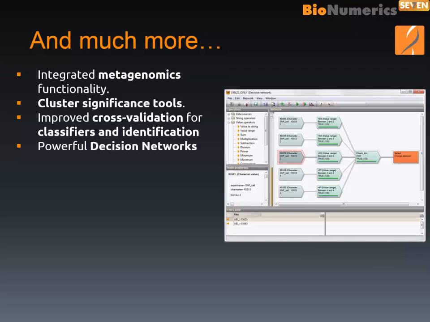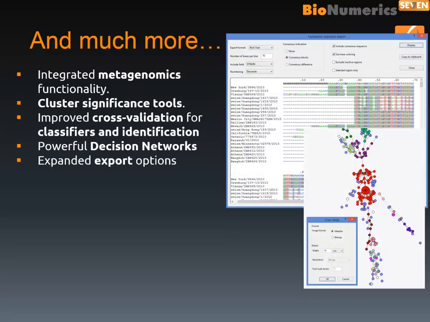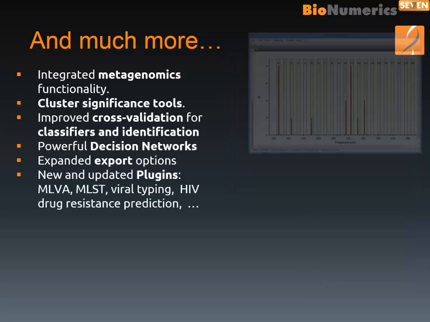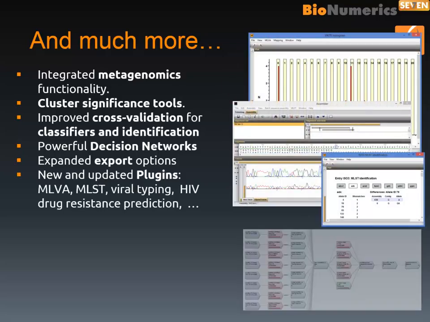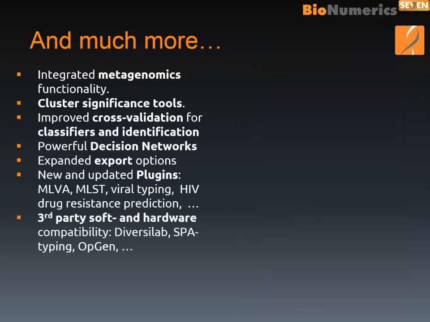In Bionumerics 7, you can define and use powerful decision networks, which are operational workflows that carry out logical operations and actions on the database automatically. Since version 4, the export options for data and images have much expanded, and many new or updated plugins have been released. Bionumerics offers compatibility with a large number of third-party hardware devices and software tools, including the Diversilab system, the Opgen Argus system, or spot typing software.